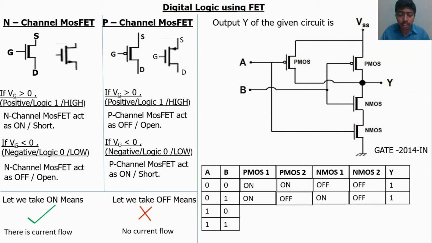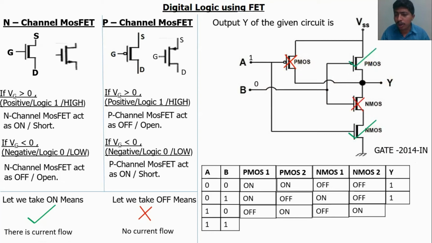Next, check the output for the input 1, 0. In that case, A is equal to 1. Positive voltage applied, so PMOS 1 will be off. At the same time, NMOS 2 will be on. So put the tick mark on NMOS 2 and the cross mark on PMOS 1. Now B is equal to 0. Negative voltage applied, so PMOS 2 will be on. NMOS 1 goes to the off condition. So put the tick mark on PMOS 2 and the cross mark on NMOS 1.